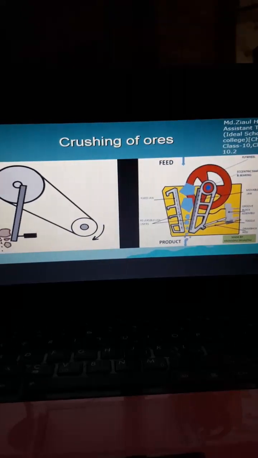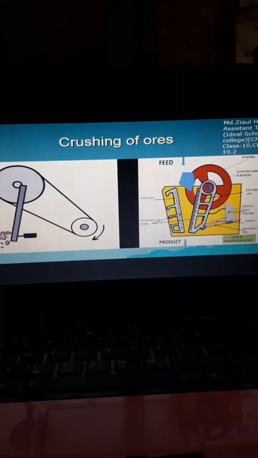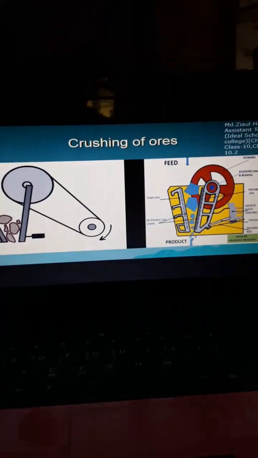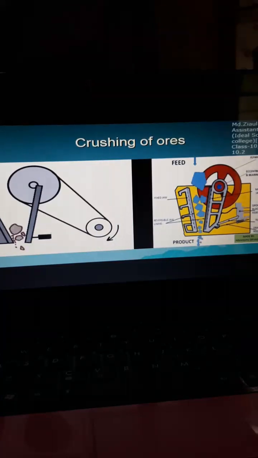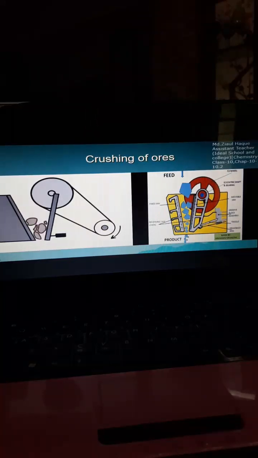I hope you can see. Okay? So my dear student, it's not necessary to see all sides of my slide. How you can crush the metals from the larger one. On the left hand side you can see the larger one, blue color, here gone gray color, is converting into a smaller one. And this is crushing by the jaw crusher.